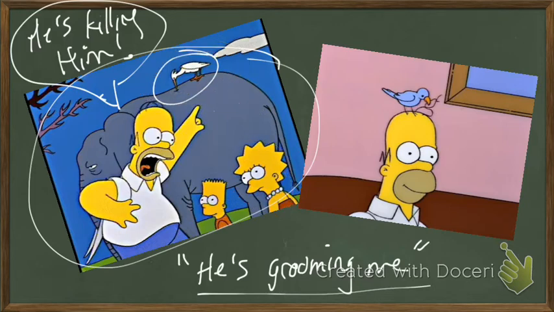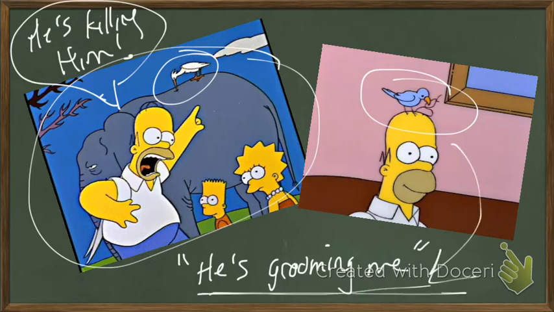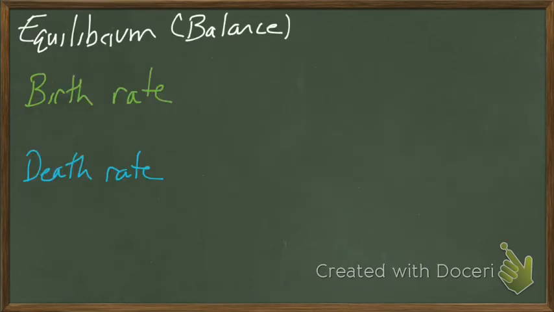Later in the episode, or it's actually the next scene, Homer has a bird on his head. Marge comes in and says, what are you doing with that bird? And he goes, he's grooming me. And he says something like elephant fresh. It's pretty good. Love that scene.